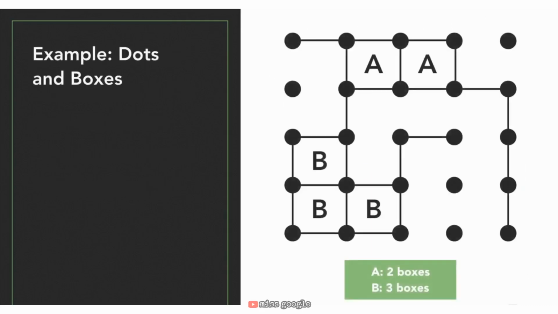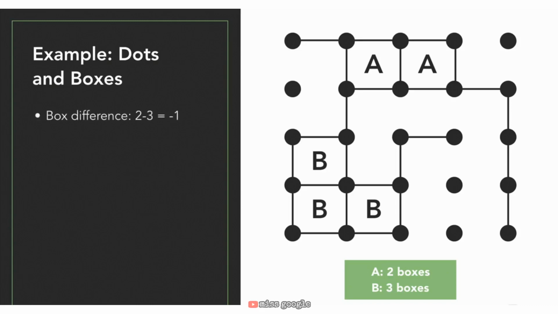A very popular pencil and paper game is dots and boxes, where 2 players take turns placing horizontal or vertical lines between adjacent dots in a square grid. Every time a player completes a square between 4 adjacent dots, this player places his or her mark in this new square box and has an extra turn. In this example, player A has placed 2 boxes and player B has 3 boxes. Let's suppose it's A's turn.